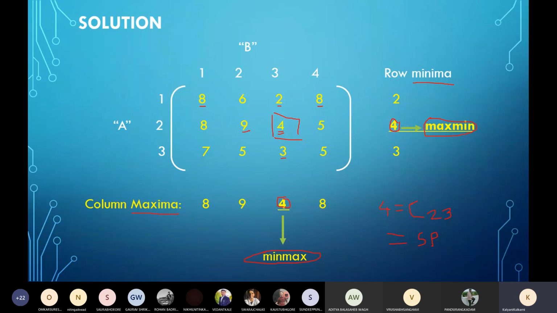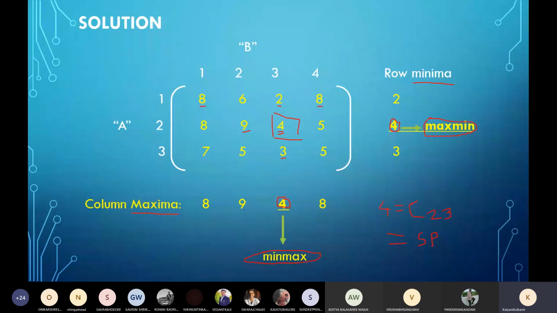Hence, a saddle point exists, which is this particular element, C23. Element C23 is my saddle point. I obtain my saddle point where my maxmin is equal to minmax. And subsequently the value of the game will be equal to this saddle point, that is 4. So the value of game is 4.